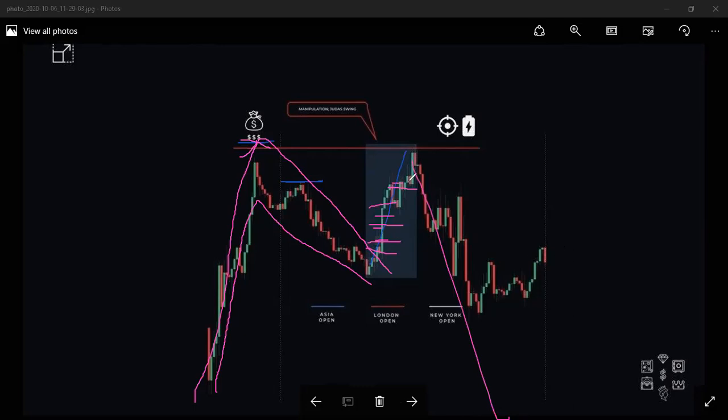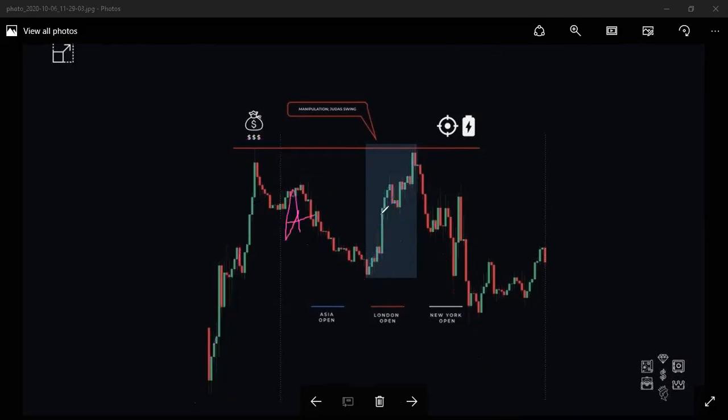And now everyone who was buying here is trapped. They trap everyone up here. So this is our A, our M, our distribution. That's the AMD. So it's not always like this, okay? It's not always Asia accumulation, London manipulation, New York distribution.